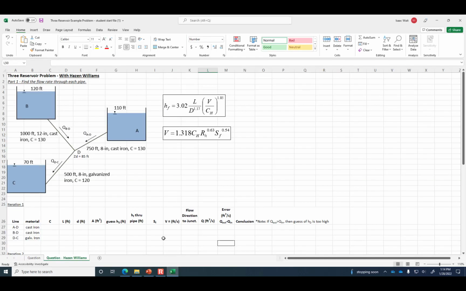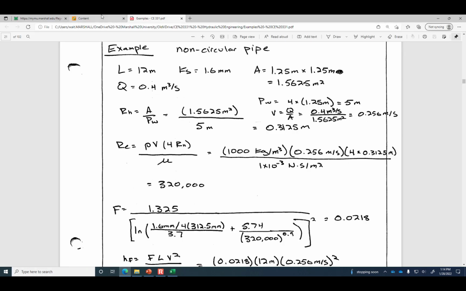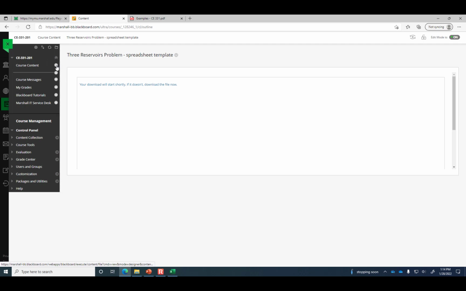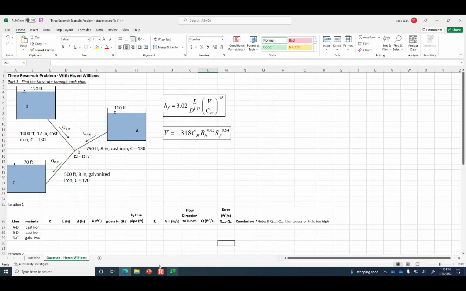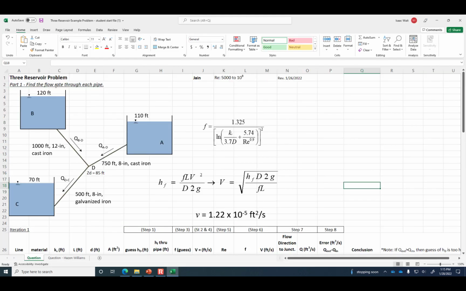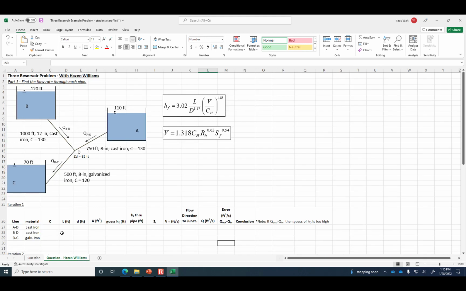So that template file that I provided online, if you haven't got that handy, you can go to Blackboard and find it in our course content at the bottom. It's this 3 reservoir problem spreadsheet example. There was the first part of the question, which we already worked using the Darcy-Weisbach equation. But the second tab is, let's look at the same question, but what if we use the Hazen-Williams equation instead? So how is that going to make this simpler? Well, it's simpler. It's not more complicated.